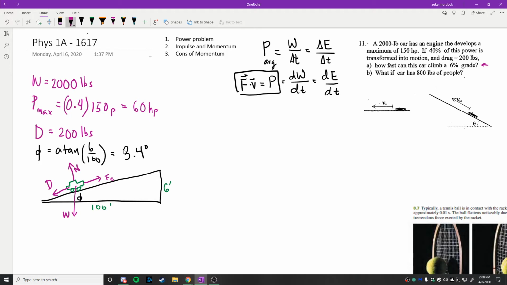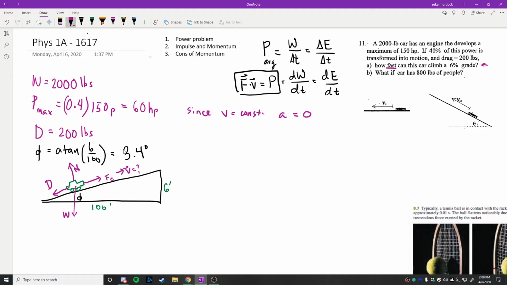Yeah, so we need to figure out what's going on here. So we're trying to see how fast the car can climb. So our goal here is to find what is the velocity of the car as it moves up this way. That's our goal. And we're going to assume, just like one of the last problems we did last time, that it's going to be moving at a constant speed. So since the velocity is constant, that means the acceleration is equal to 0.